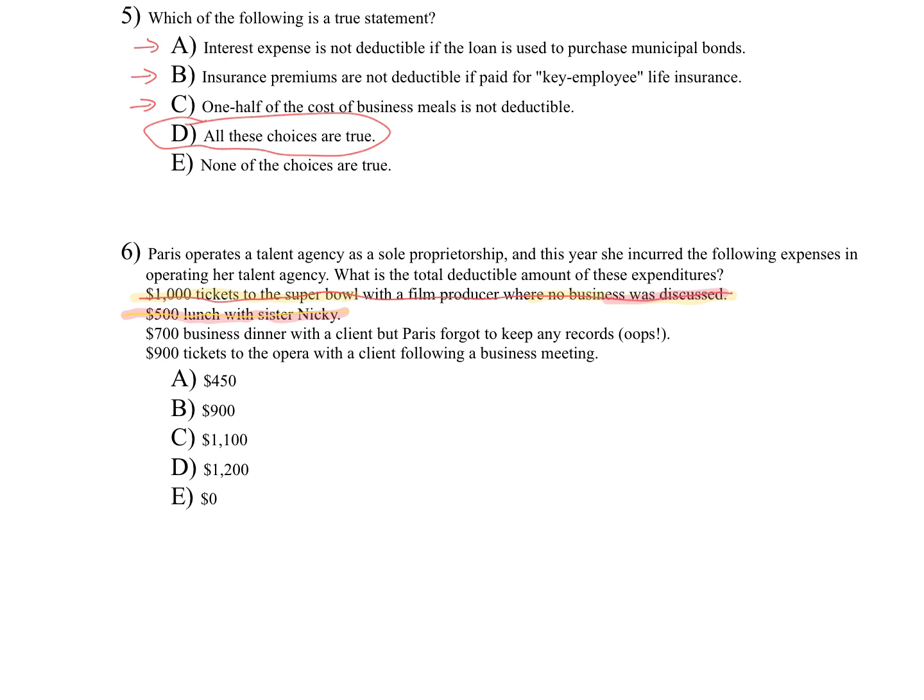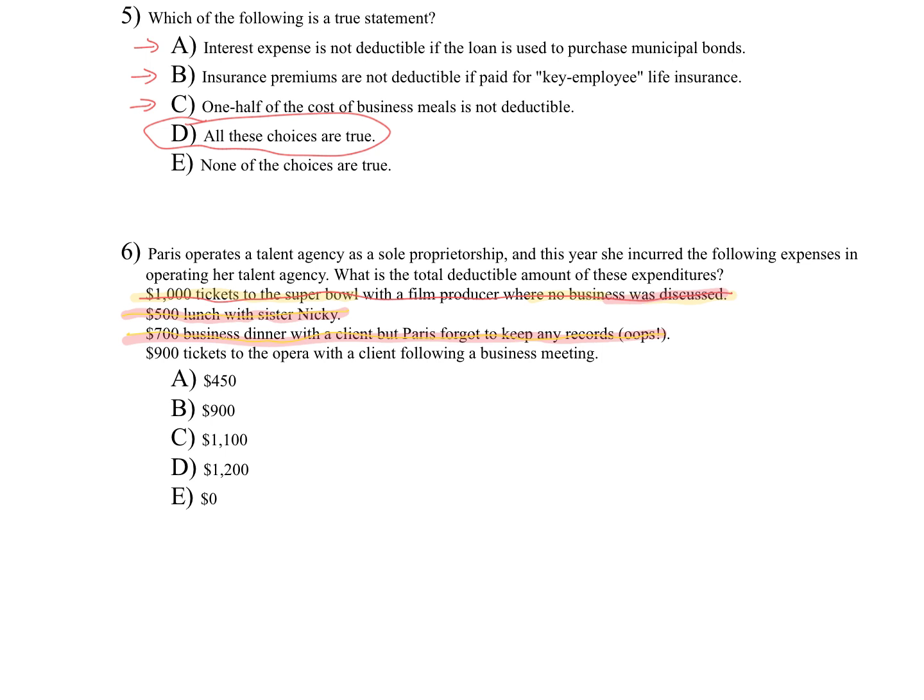$700 business dinner with a client, but Paris forgot to keep any records. Well, guess what? No records, no deduction. So that is also not going to qualify as a business expense. It would have had she kept records, right? It would have been 50% deductible.